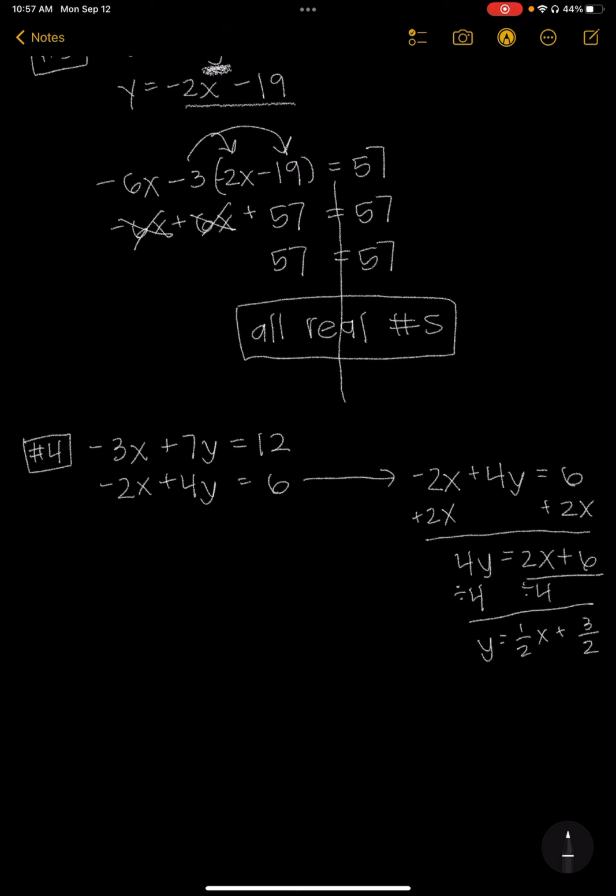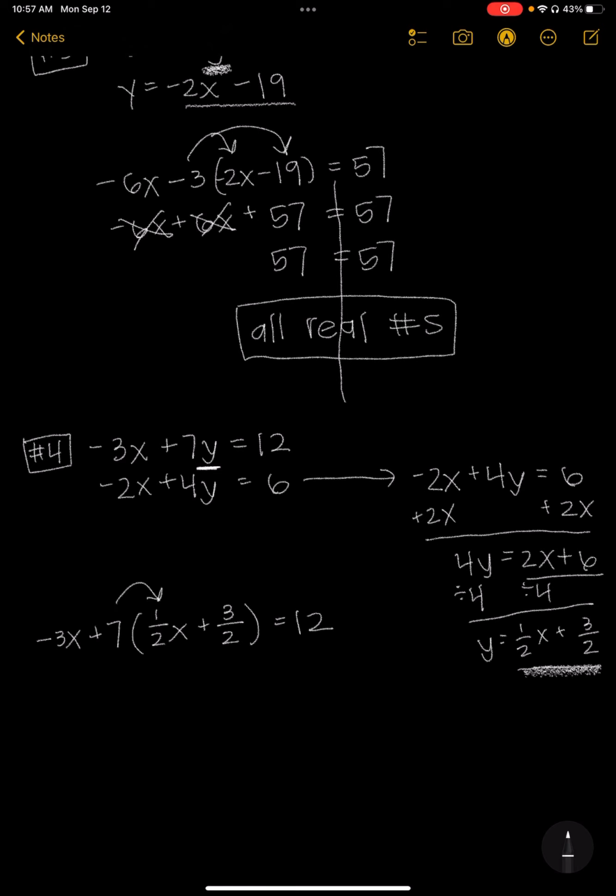So now I have this equation solved for y. What I can do is replace this y right here that I just underlined in the top equation with the y that I just solved for, because those y's are the same. So I'm going to rewrite the top equation now, negative 3x plus 7, but instead of saying the y, I'm going to say the thing that I just solved for. So the 1/2 x plus 3/2, and that's equal to 12. All right, now we should be able to solve this for x.